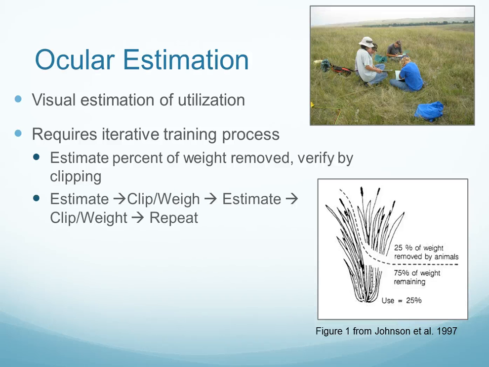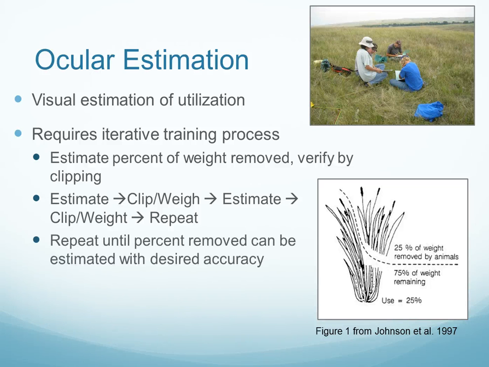We do this repeatedly. We estimate, and then we clip and weigh. We estimate and clip and weigh, and we repeat this until the percent that has been removed can be estimated with the desired accuracy. Then when we go to sample, we estimate on a plant or quadrat basis.